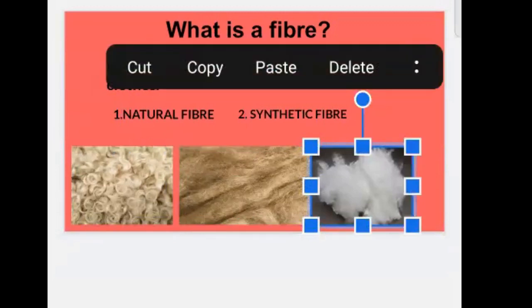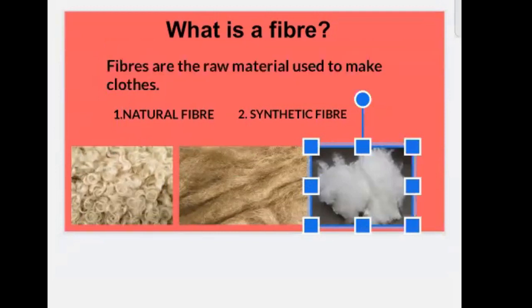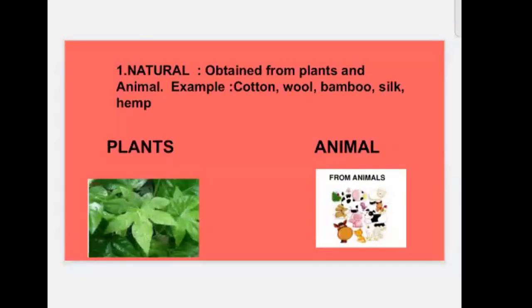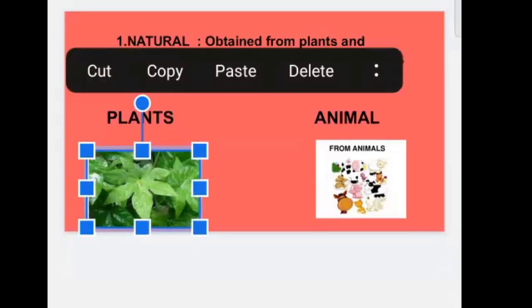Natural fibers we get from nature, that is, from plants and animals. Some examples from plants are cotton and hemp, and from animals we get wool and silk.